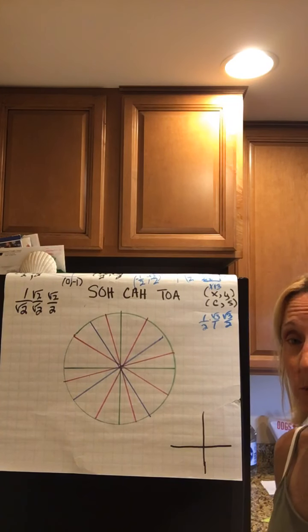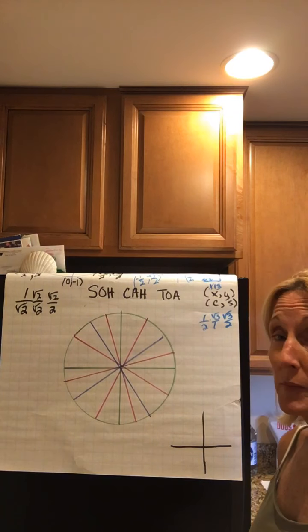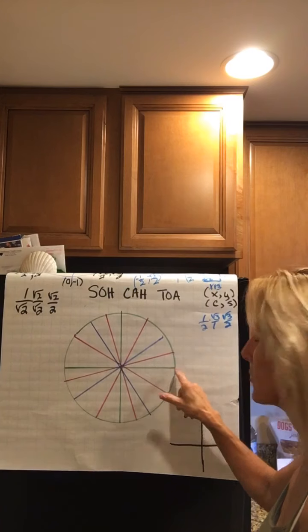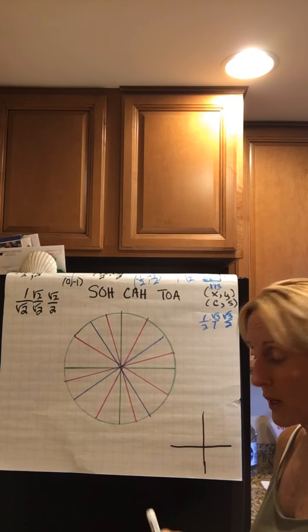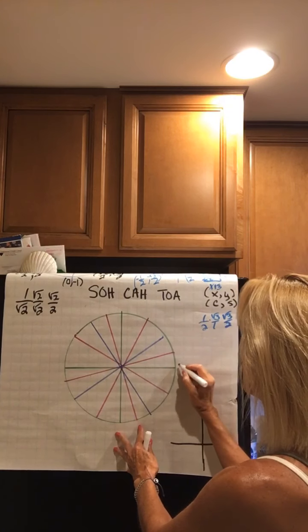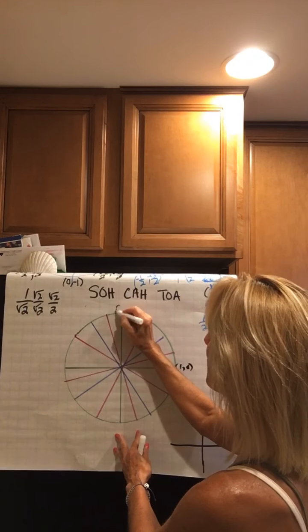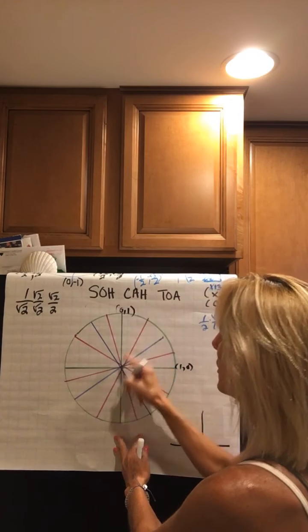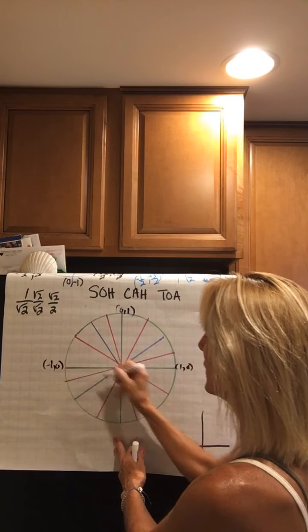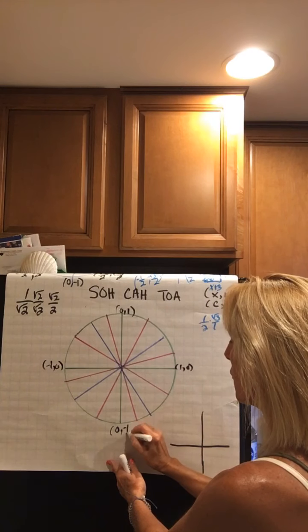Okay, part two. So we're going to fill out the whole unit circle. I'm going to start with the easier points, which would be just the ordered pairs for the X and Y axis. So if I start here at the origin, go right one, this would be (1, 0). Go up one, this would be (0, 1). Go left one, this would be (-1, 0). And go down one, this would be (0, -1).